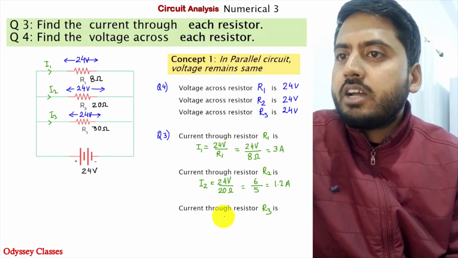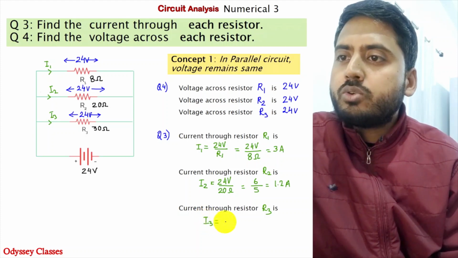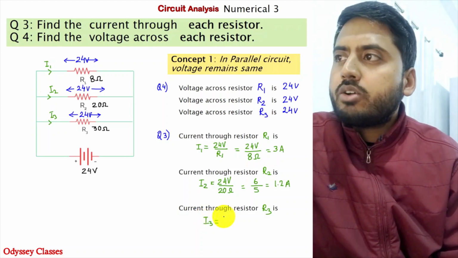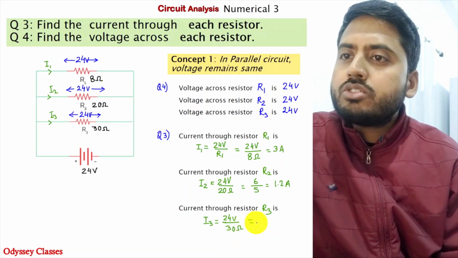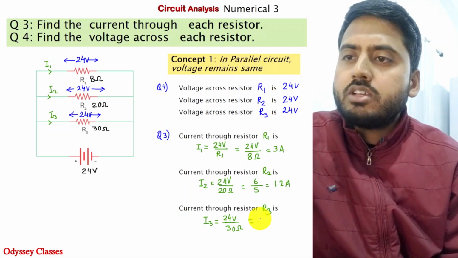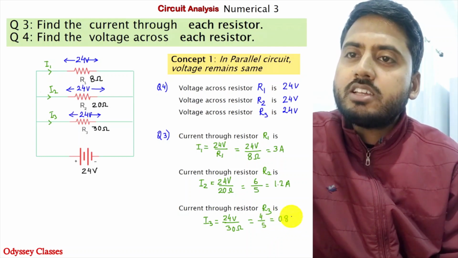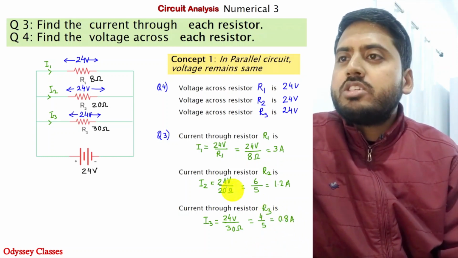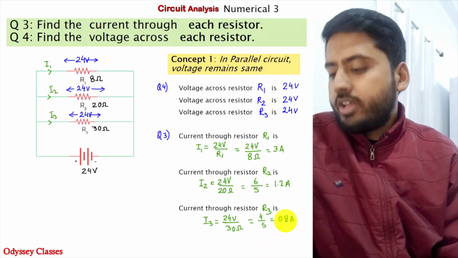Now to find the current through resistor R3, the same formula we can use. I3 is equal to the voltage supplied across it, that is 24 volt, and its own resistance, that is 30 ohm. So this is again going to be in fraction. I'll divide by 6. So this is going to be 4 by 5, that is 0.8 ampere. So this is the current that is flowing through each resistor. Okay, we have 2 more questions.